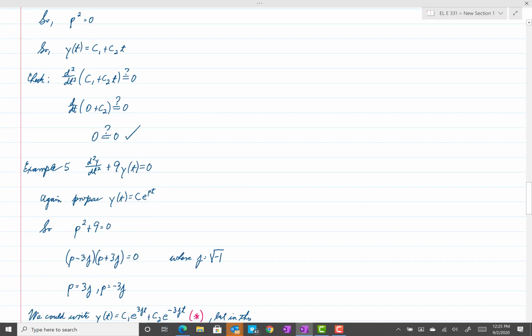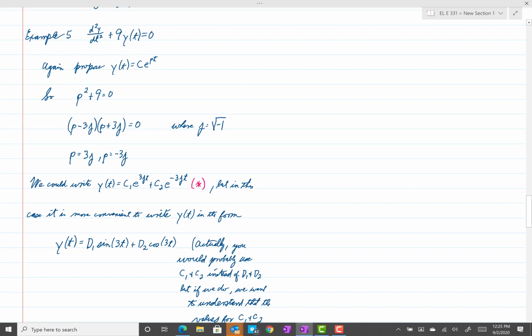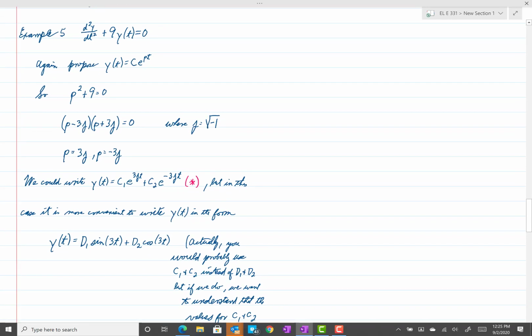And now we have just 2 more examples to do. So the 5th example is d squared y dt squared plus 9y of t equals 0. And once again, we will propose a solution in the form ce to the pt. So this gives us p squared plus 9 is equal to 0, which means that p squared is equal to negative 9. And so you have this unusual situation.